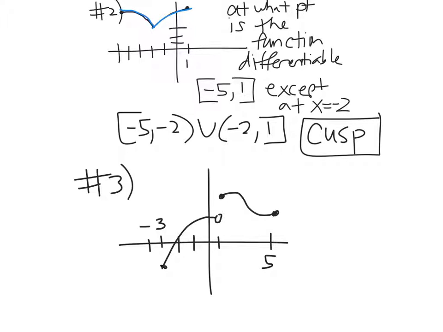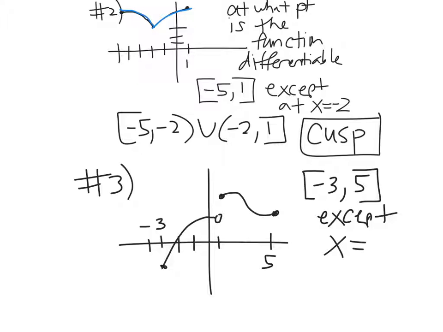That would be from, I would say, -3 to 5, except at what? At x equals 1. And what's the reason for that? It has a discontinuity. You don't have to say what type of discontinuity it is. It is a jump, but we don't have to know that. Okay?